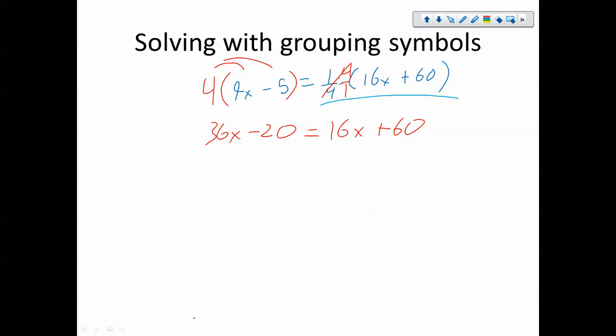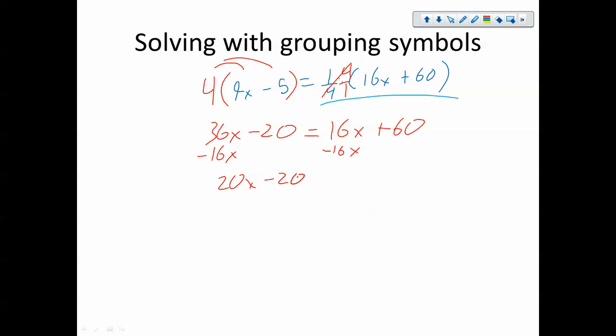And now we're going to solve it the same way we did last time. We've got a couple different ways we can start it. What I'm noticing is that if I were to subtract 16x from both sides, that's going to make this a nice even number. So that's what I'm going to do. I'm going to subtract 16x, and then I'm going to rewrite my equation.